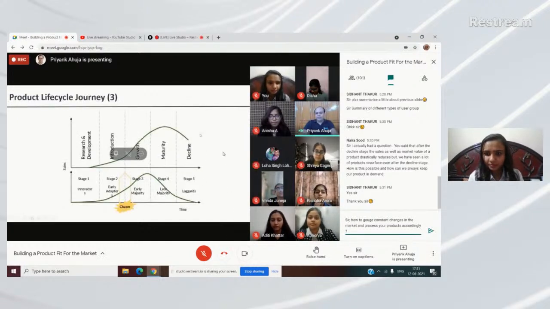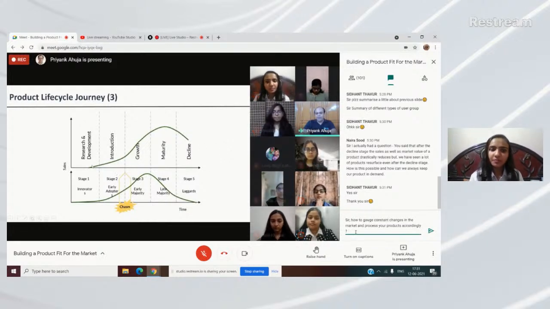Let me go back to this one. When you upgrade the product, this curve will go like this. This curve will go like this. So your product life cycle time will be increased. If you don't upgrade or enhance your product, the curve will stop like this. If you are continuously upgrading, then your curve goes like this. So you will get marginal profit, but the product will be the same.